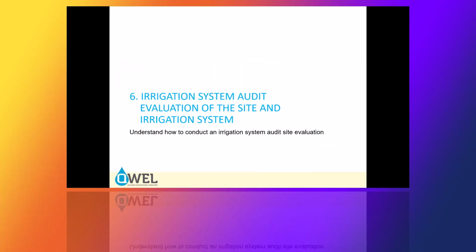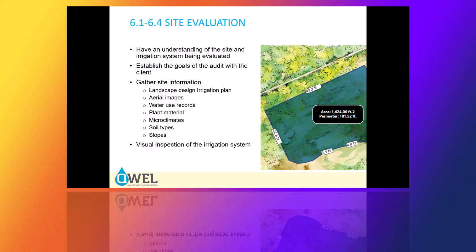Irrigation audit, evaluation of a site and irrigation system. So we want to understand how to conduct an irrigation site audit and evaluation. Ideally, we're going to have an understanding of the site and the irrigation system being evaluated. Each area is going to be different, and so we want to make sure we have as much information as possible. It's also important to understand the goals of the audit.